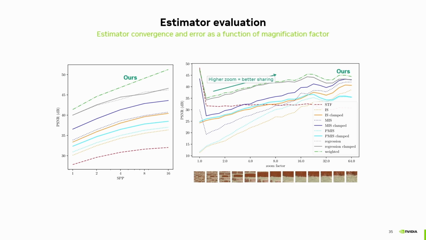First of all, we validate our initial intuition that the higher the zoom factor, the more opportunities for sharing and the quality increases. And the second observation is that if we look now in this plot at the STF estimator marked with the red dashed line, we see that all of the estimators except for ours and the regression estimator under some zoom factors are actually worse than STF. So they are useless for our application.